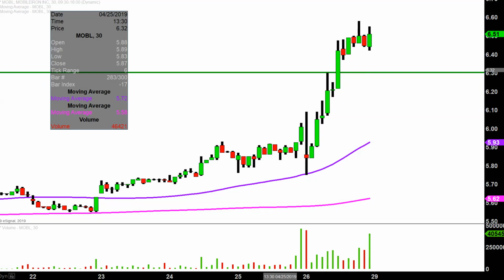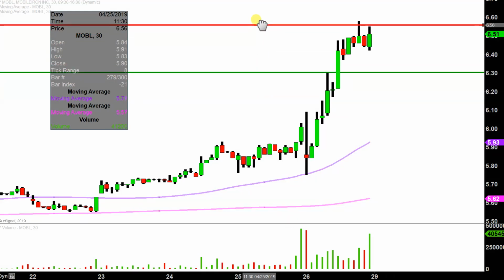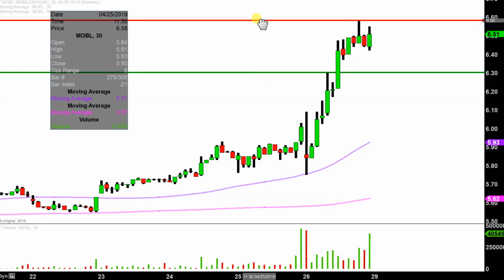What about levels of resistance? Nothing fancy or complicated behind this other than the fact that the party finally stopped today up there at $6.50, let's just call it $6.60. So $6.60 will be public enemy number one going into Monday.